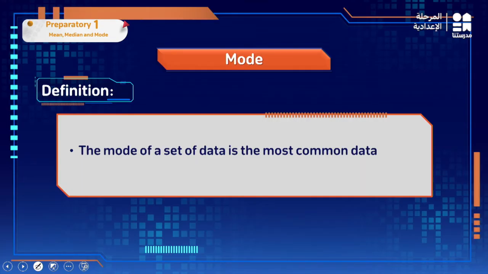Now we are going to talk about mode. The definition. The mode of a set of data is the most common data, the most repeated number. Just by looking, you can decide which one is repeated more and pick it as the mode.